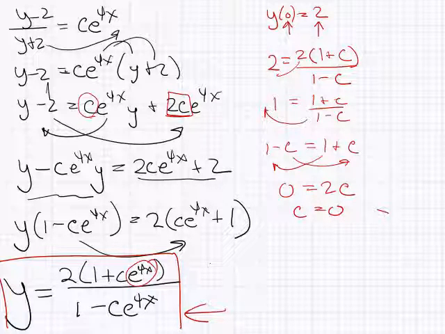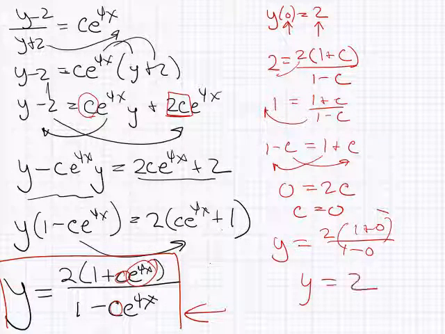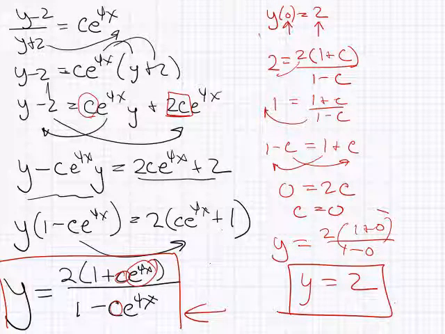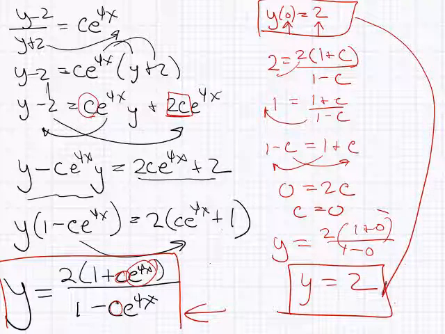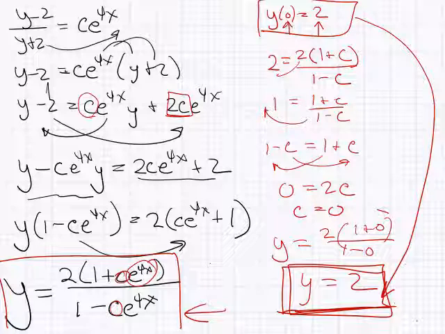Well, if c equals 0, then this should be 0 and this should be 0. So what do I get out of this? I get y equals 2 times 1 plus 0 over 1 minus 0. So y equals 2. Great, that's what I was expecting to get. Remember, this was a point on this equation, and this equation was supposed to be a solution to the original differential equation that satisfied this condition. So great, everything worked out perfectly.